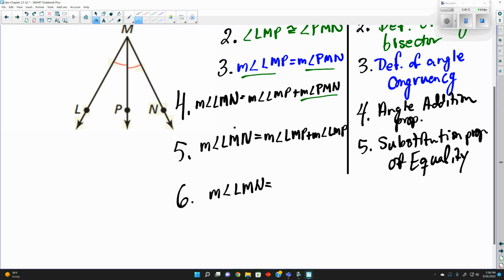Because what was our final proof? 2 times the measure of angle. The book will probably say distributive, but I will take either. Measure P times 2. Any other questions on this here?